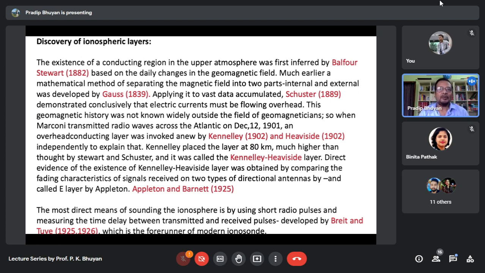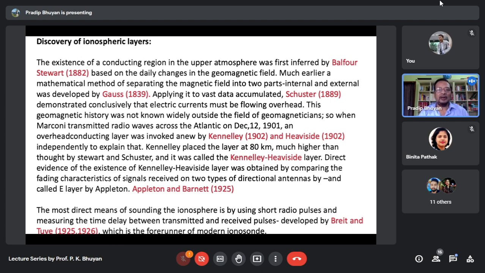So what is that mirror? That mirror is your conducting layer. And because the Earth is curved, the mirror will also be curved. You have a kind of a concave mirror over the surface of the Earth, conducting, which will allow the radio wave to travel to that mirror, hit it, and come back. So that was Kennelly and Heaviside's inference.